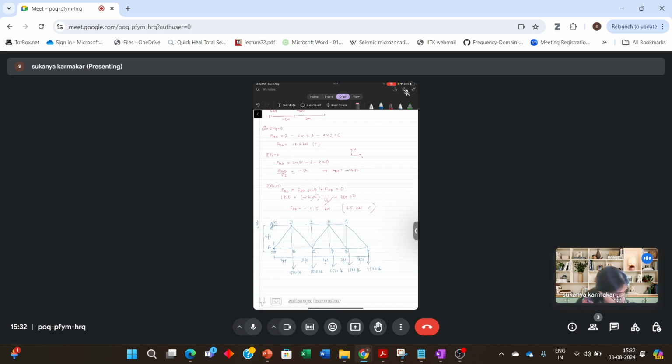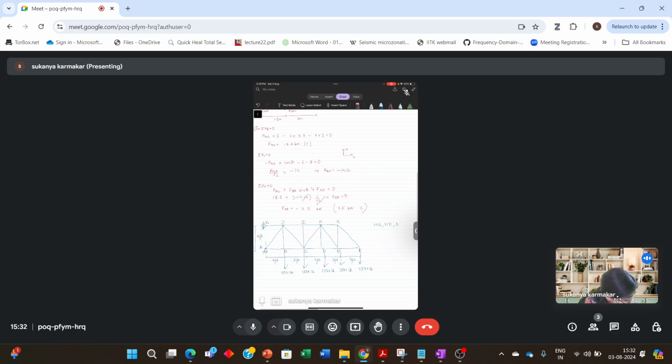And in the question, it's mentioned you need to find the force in the member HG, HE, DE of the truss. So find forces in HG, HE, and DE. HG is this member, HE is this member, and DE.